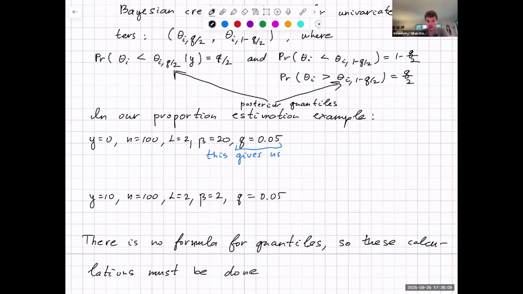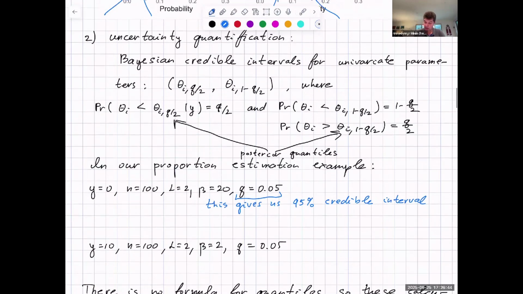Okay, so if I use this example, y is equal to 0, n is 100, alpha is 2, beta is 20, right? It's exactly our setup from the previous lecture. Then this will give us what's called a 95% credible interval, which is the one mostly used because people think 5% and 95% are magical numbers for some reason, but that's okay. We need to agree on something, and so that's usually agreed upon. Why is it a 95% credible interval?